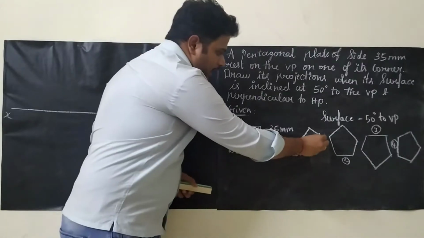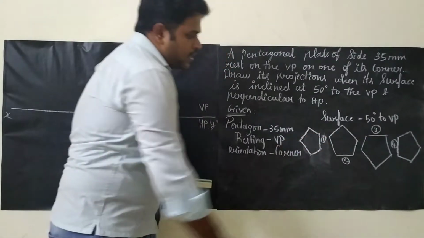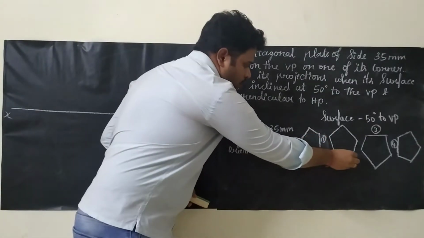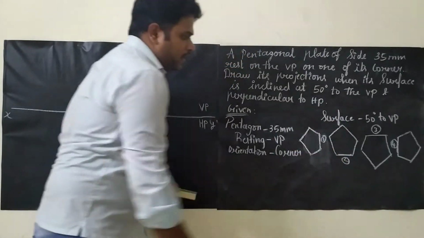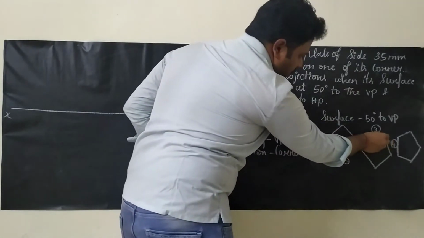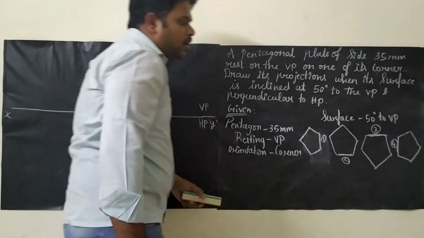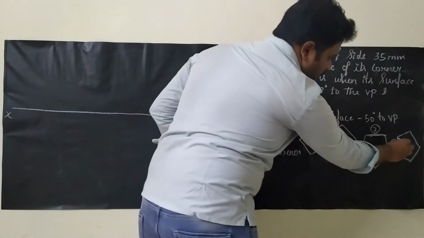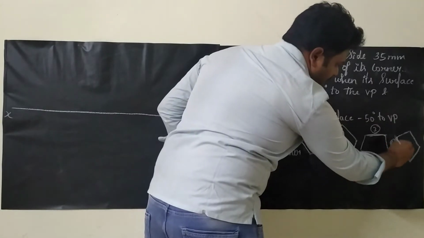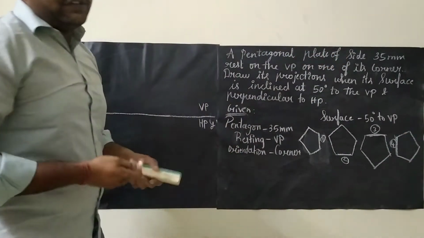We can draw a pentagon like this, starting from here, this is the side. Another type is this one, keeping this as the side, and we can complete the pentagon. The third one has this as the basic side, starting from here we can complete the pentagon. The fourth one keeps the side on the left hand side, and we can complete the pentagon. So there are four different types of pentagon.